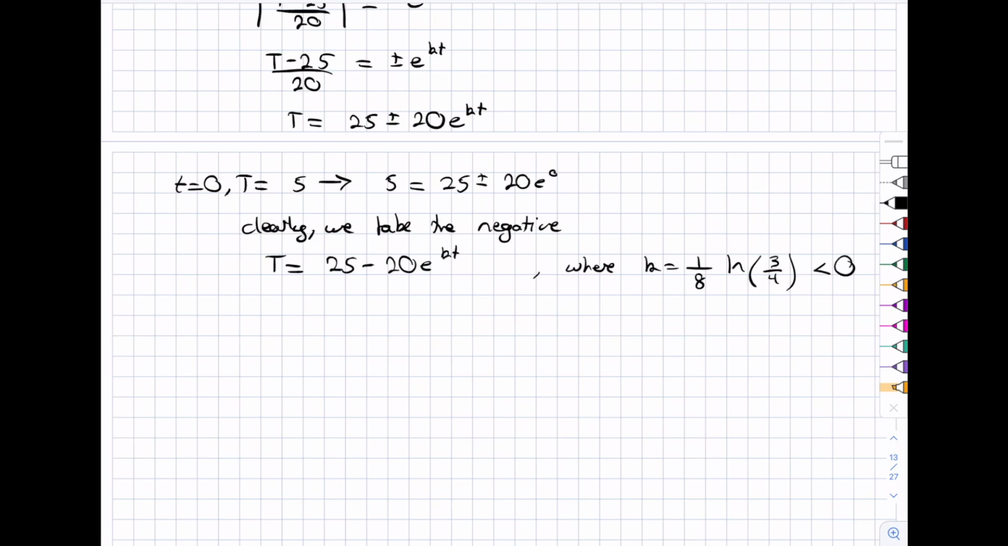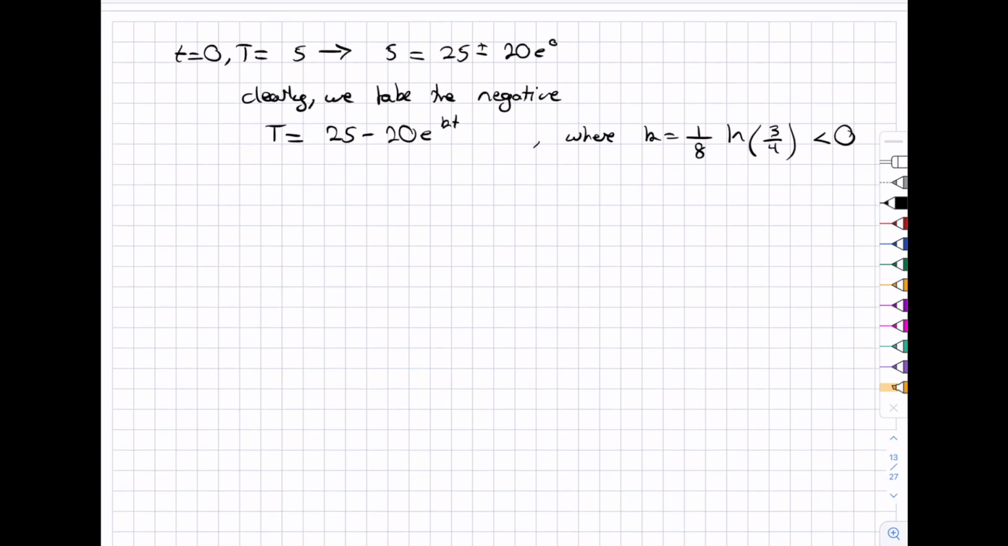Okay, so that's important because now I need to investigate what's happening to this graph when t goes to infinity. So I'm going to quickly draw up an axis.